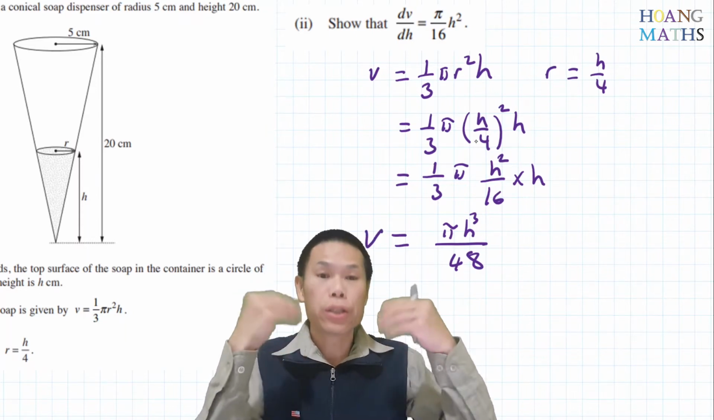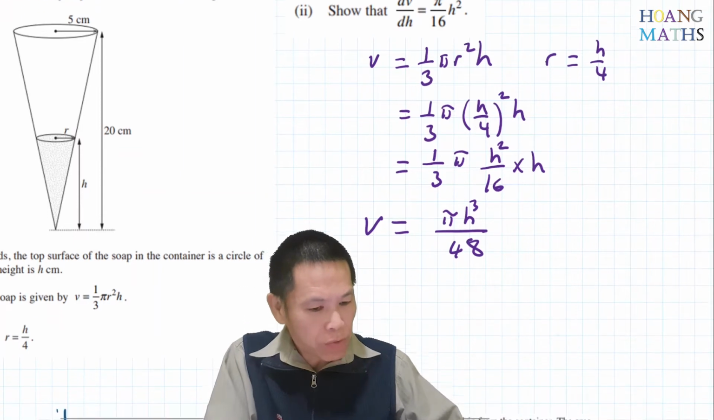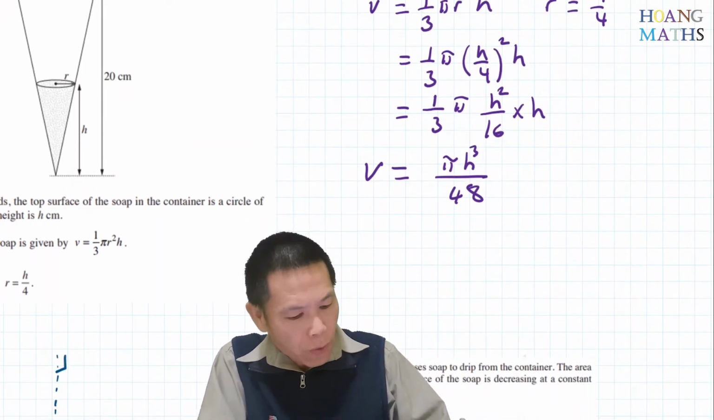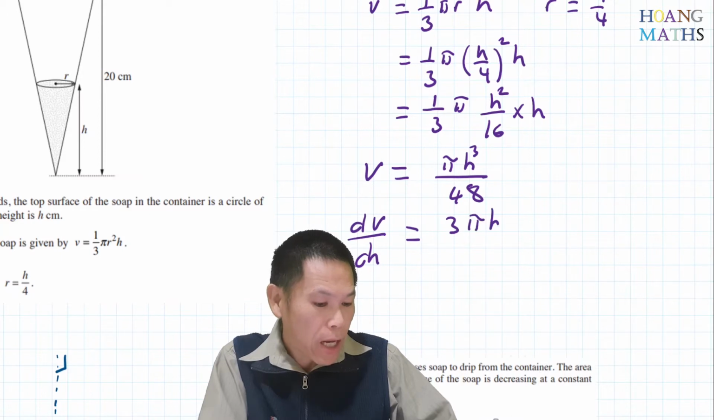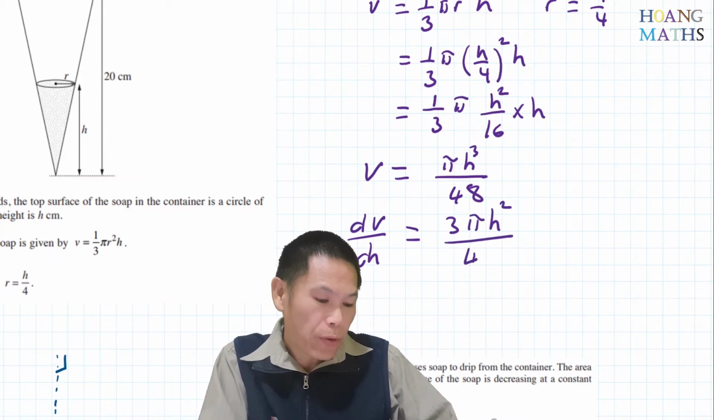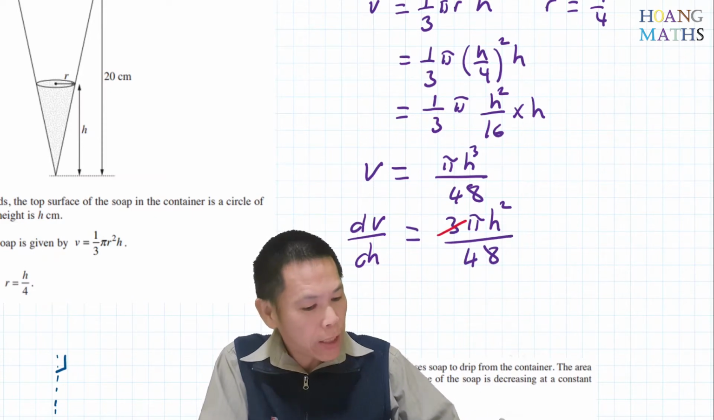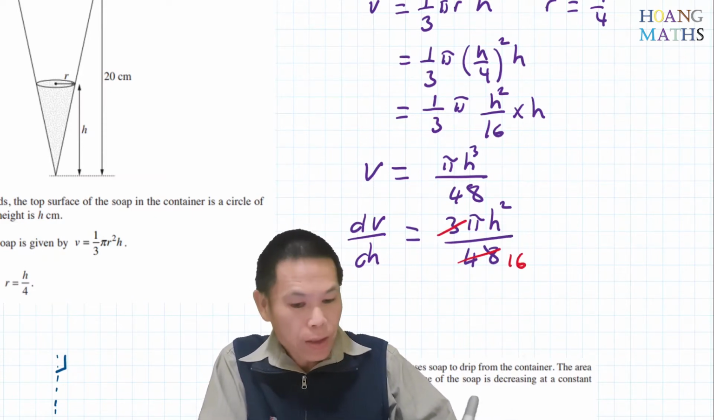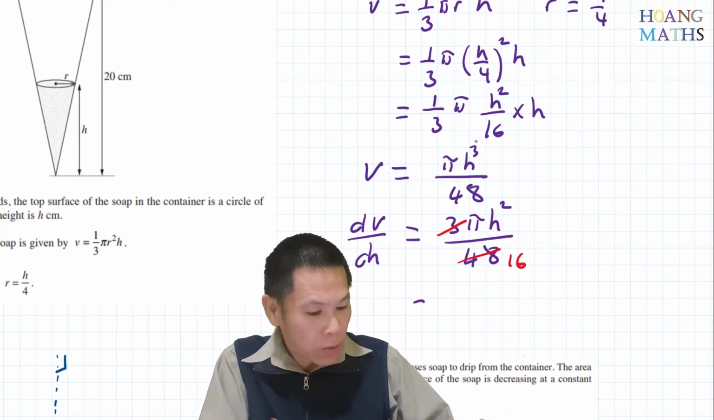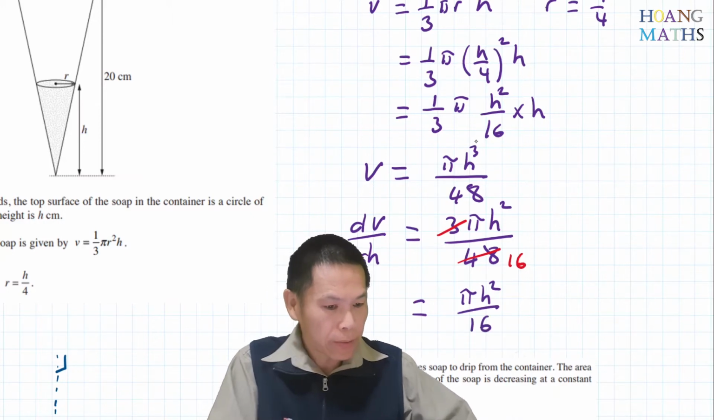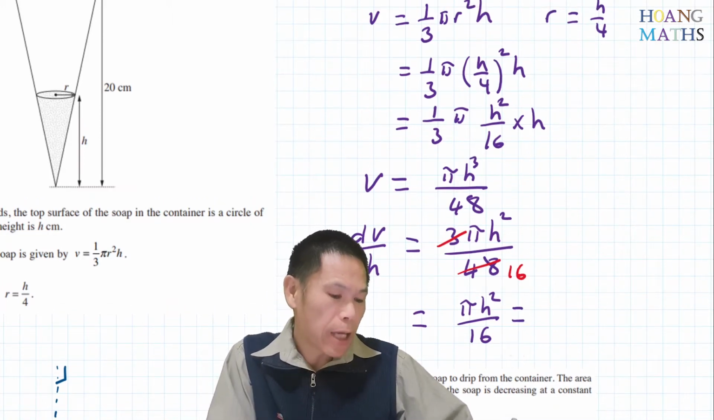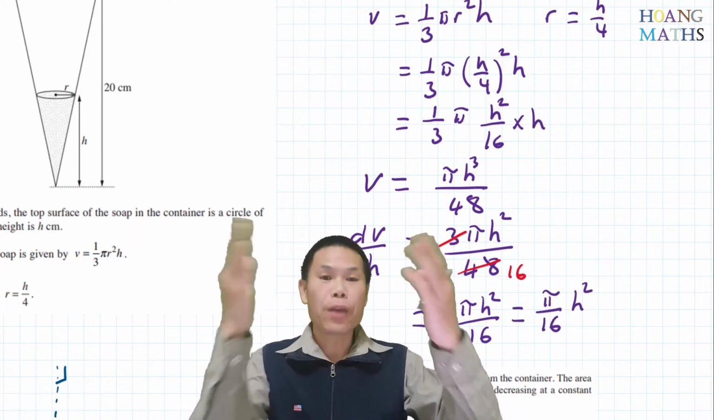Now we just need to differentiate it. Therefore, dV/dh is equal to, we bring the 3 down, and that becomes 3 pi h squared over 48. Of course, we can simplify this. That gives me 16. So therefore, this is equal to pi h squared over 16. So this is the same as pi over 16 h squared. There you go.